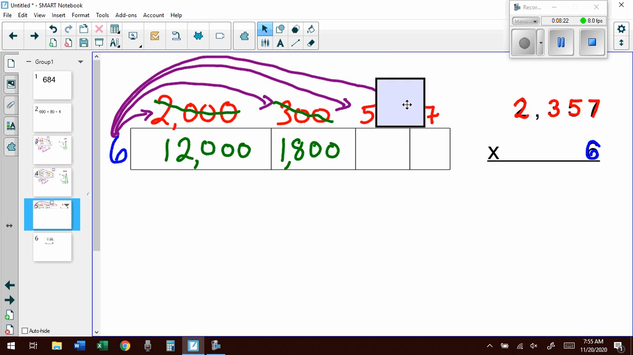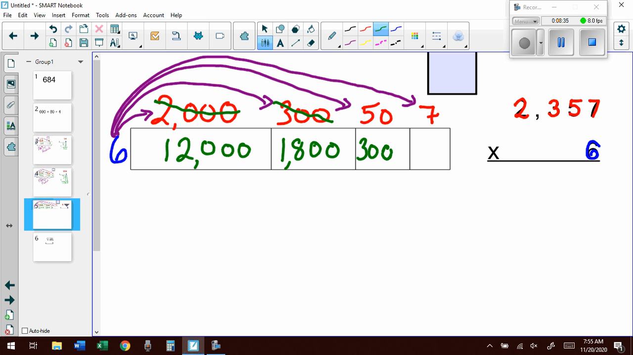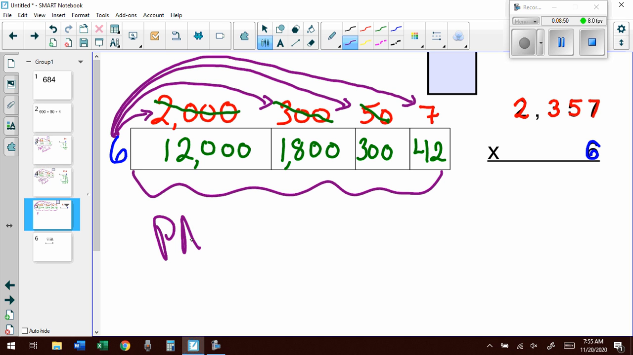Come over here and cover up that 0. 6 times 5 is 30. How many zeros did I cover up? Just 1. And 6 times 7, oops, we're done with that one. 6 times 7 is 42. We look at these, they are partial products.